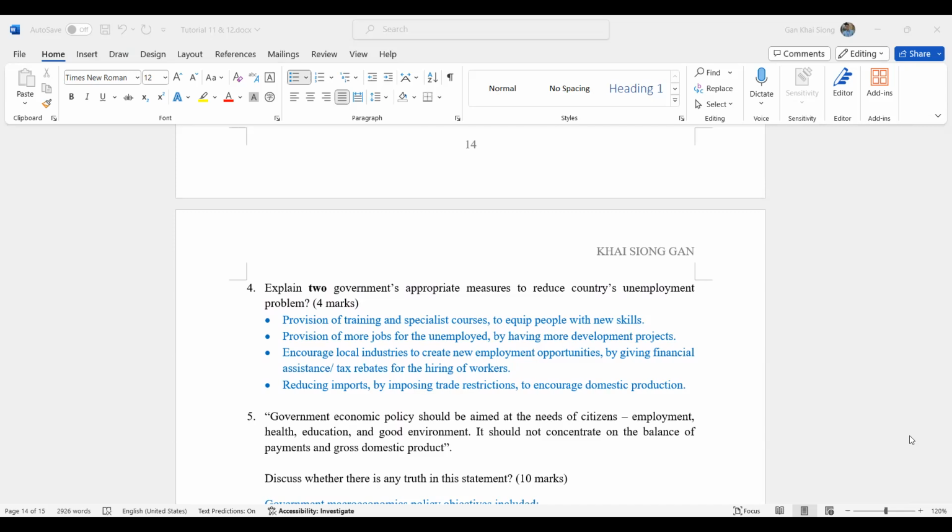So they're saying that the government should just aim at creating employment, ensuring the health of people, and providing good education and a good environment to the people. It should not focus only on balance of payments and GDP. How will you answer this?